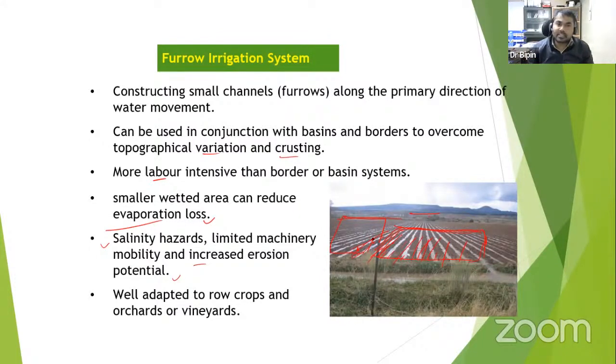And the other problem is that it also has more chances of erosion, because here you are making more and more furrows. In the case of water, erosion will be more, and this is well adapted to row crops and orchard and vineyard.